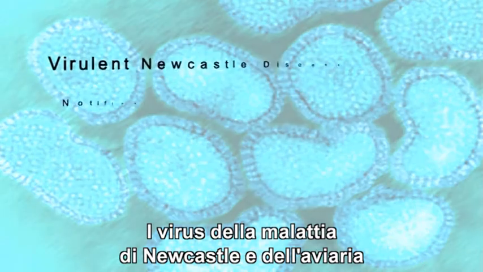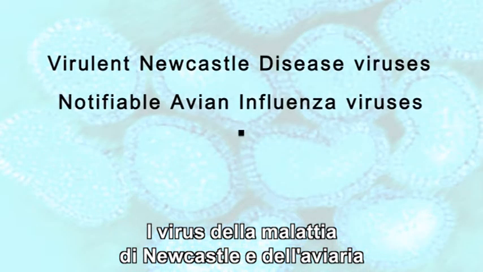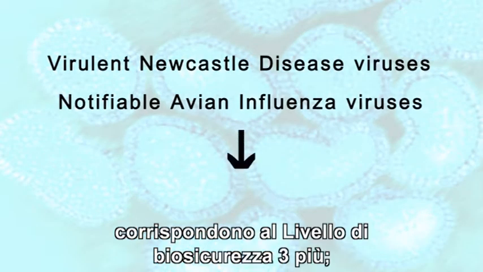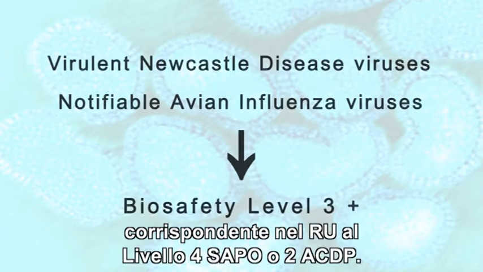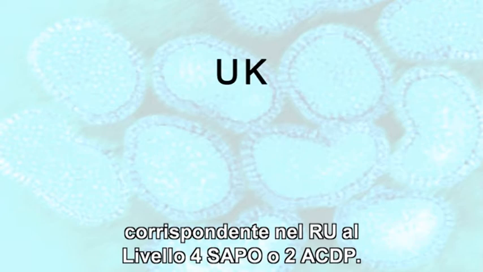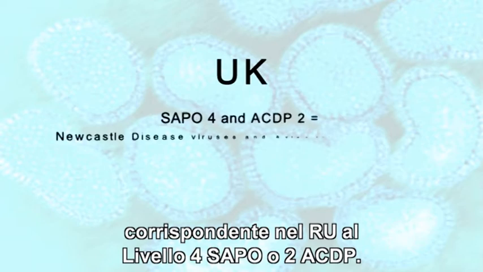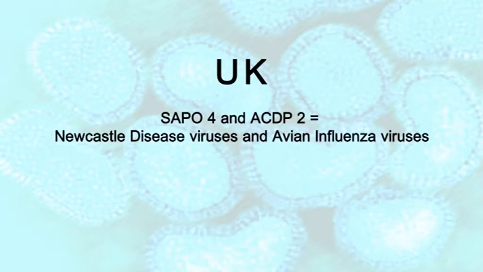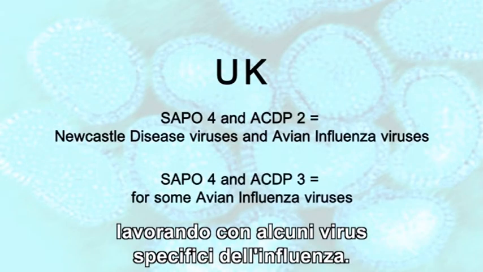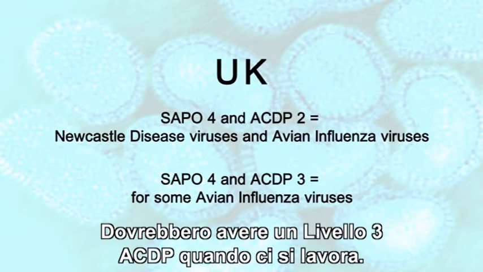When working with Newcastle disease viruses and most avian influenza, you are required to work at biosafety level 3+, which in the UK equates to working at SAPO level 4 or ACDP level 2. Extra precautions are needed for working with some specified influenza viruses. It's recommended that these should be worked with at ACDP level 3.